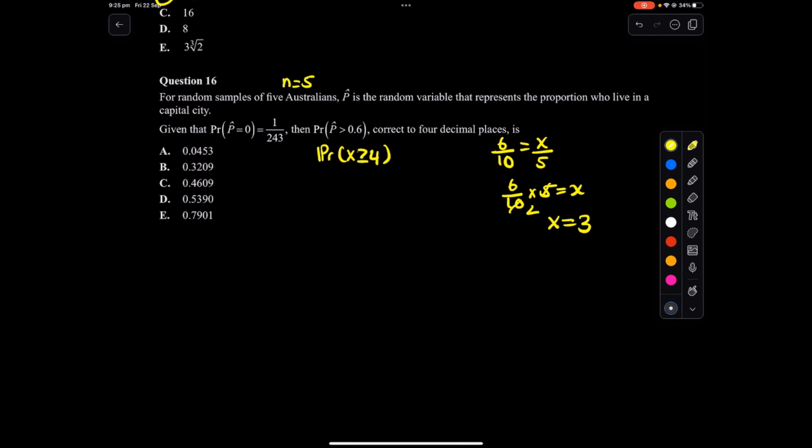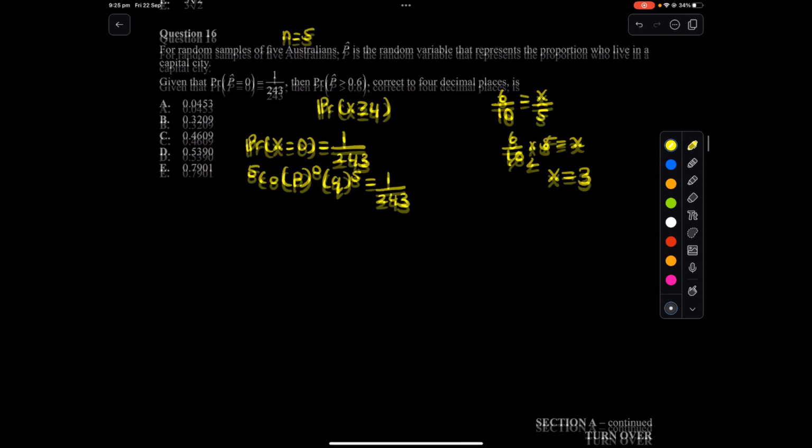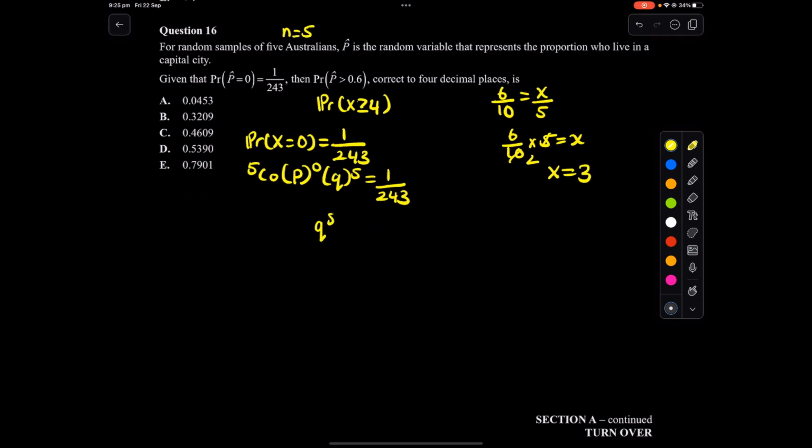We know n, but we don't know the probability of success, so we can use this to our advantage. This is the same as the probability of x equals 0, which is 1 over 243. And the probability of x equals 0 is 5 choose 0, times the probability of success, which is a value p, and q is our probability of failure, to the power of 5, and that all must equal 1 over 243. Then q to the power of 5 is just 1 over 243.